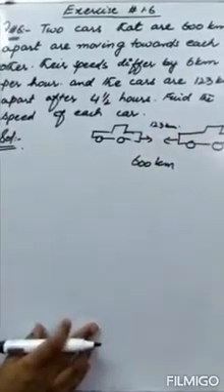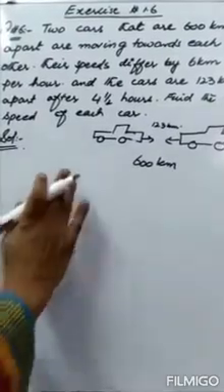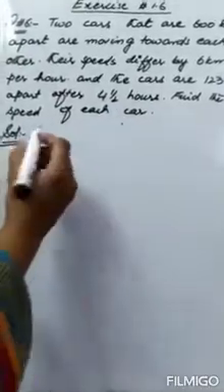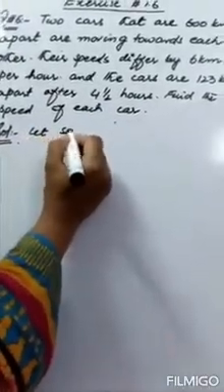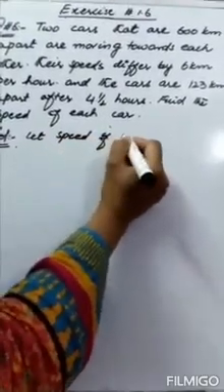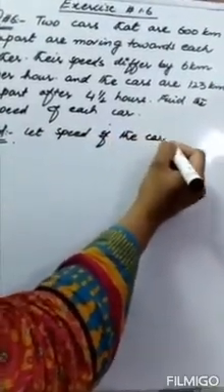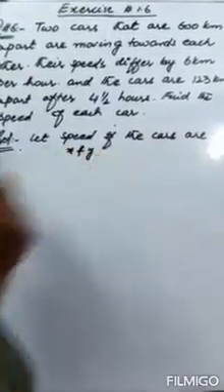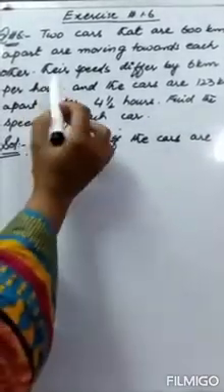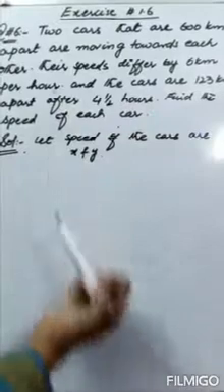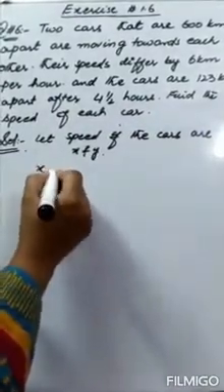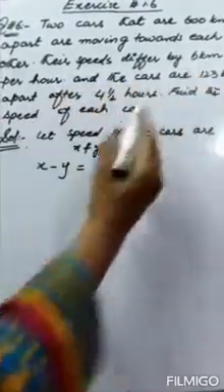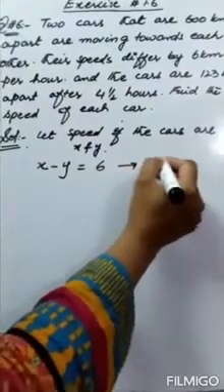Okay, now we have to make the equations. First of all, what are the unknown values? The unknown values in this question are the speeds of the cars. So first of all, we will suppose the speeds of the cars are x and y. The first equation: their speeds differ by 6 km per hour. That means their difference, x minus y, is 6 km. This is our equation number 1.